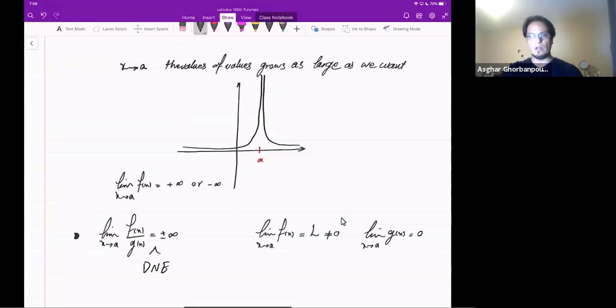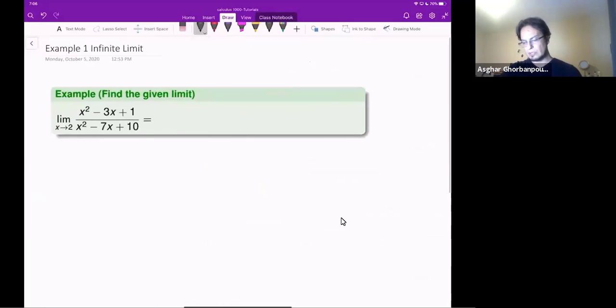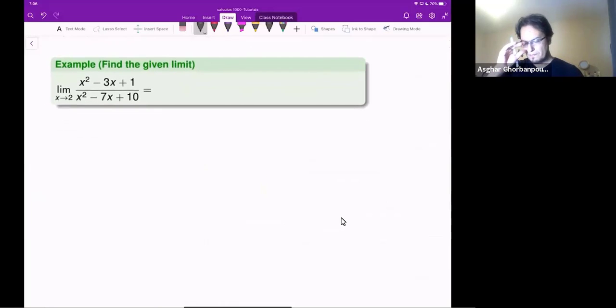You may ask where this plus or minus comes from. Well, basically, we look at the sign of the numerator and how g(x) approaches 0. Does it approach from the right or does it approach from the left? And then, well, you have positive over positive, or positive over negative, and so on. You can find the sign. We will see some examples for this case. Let me start right away with an example.